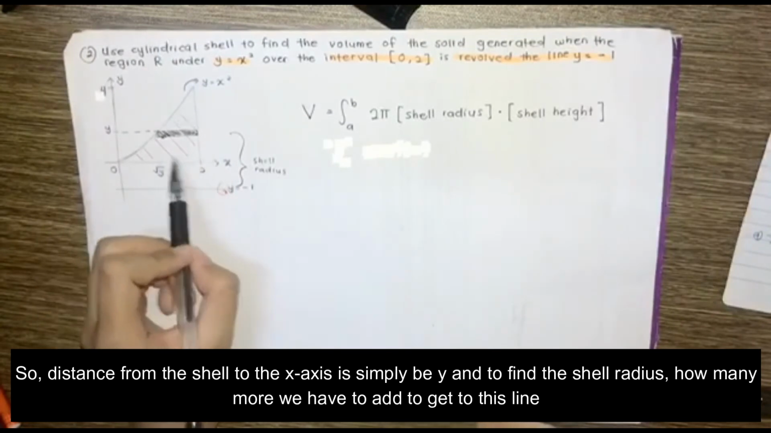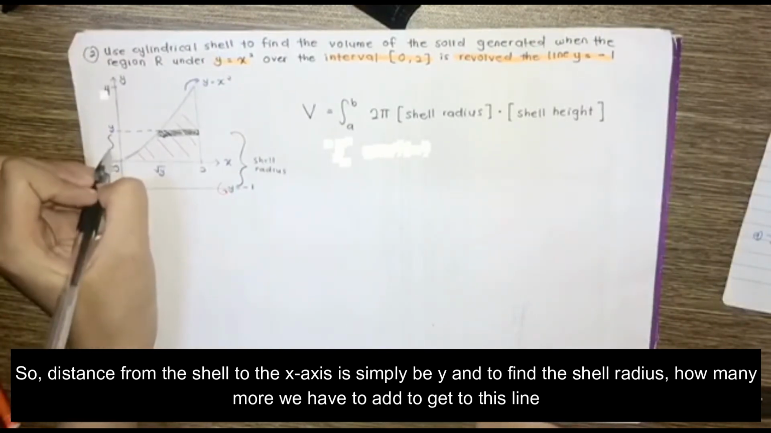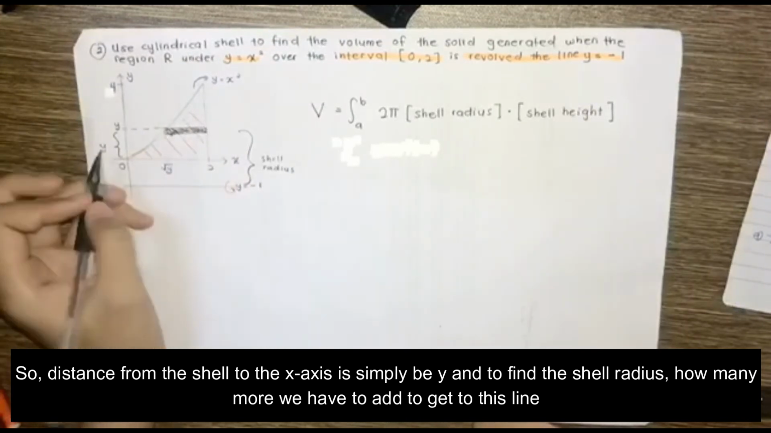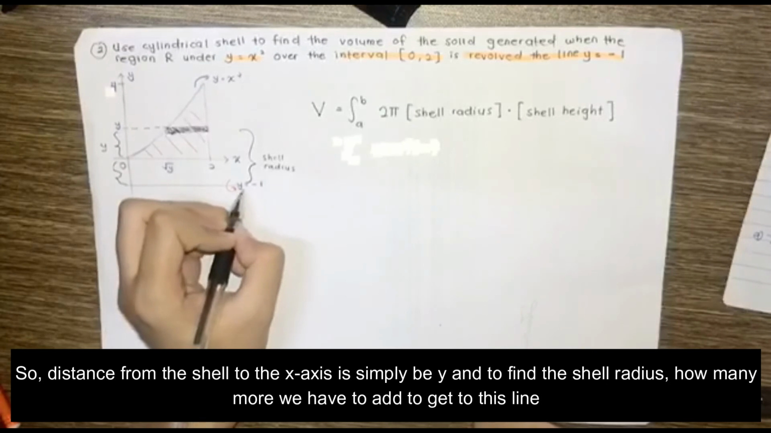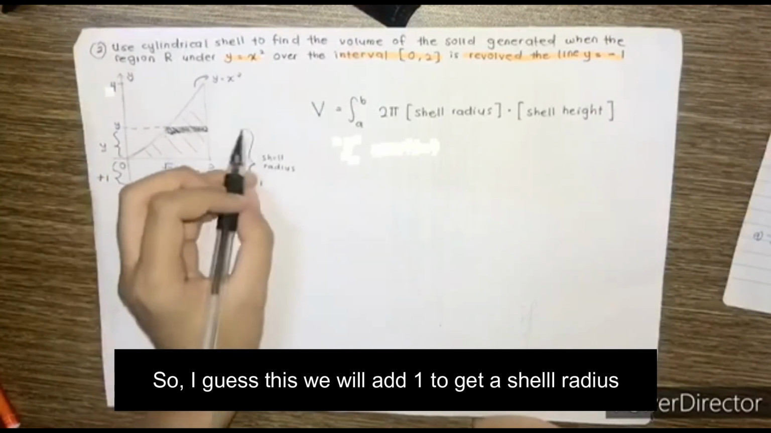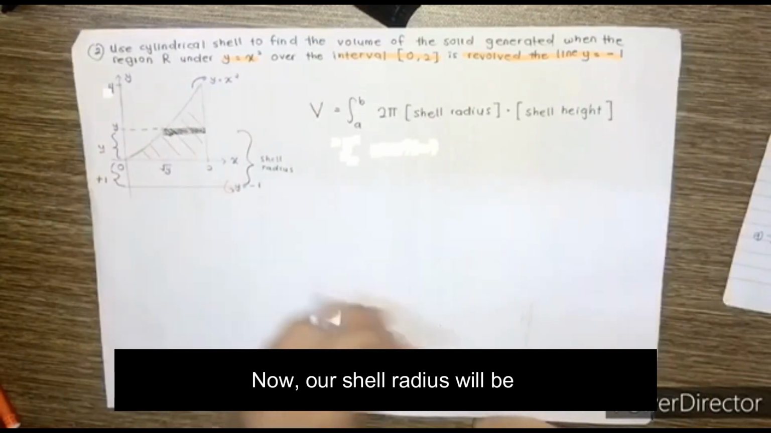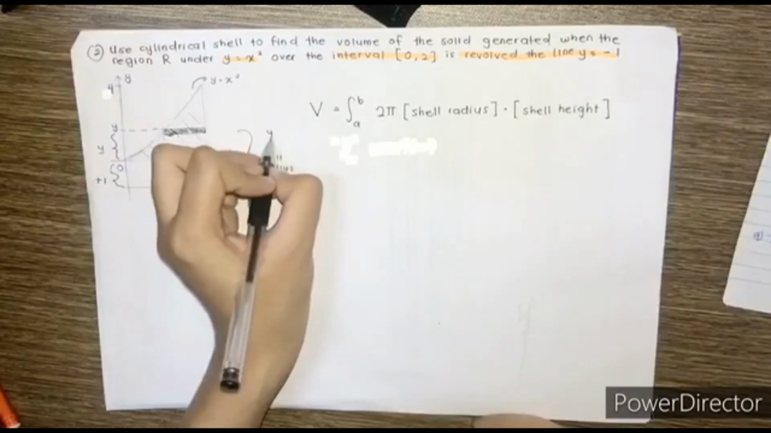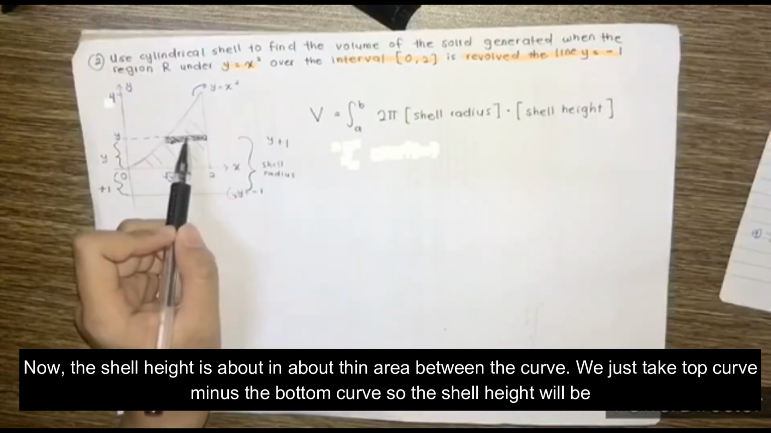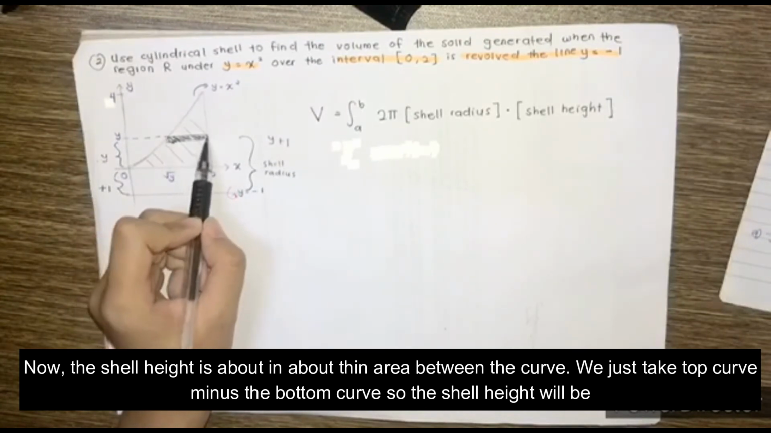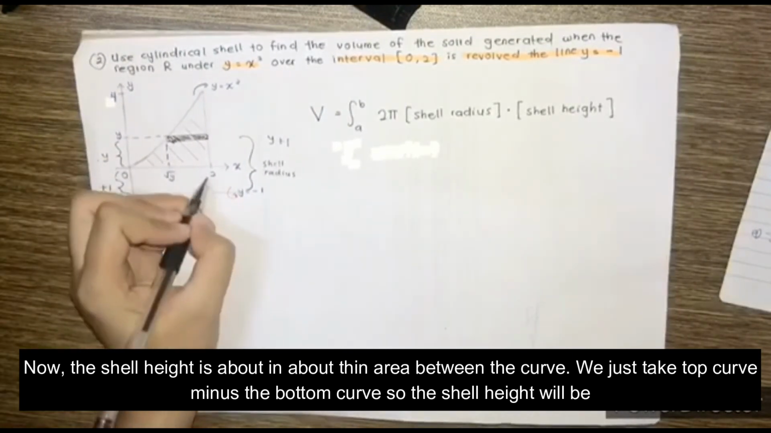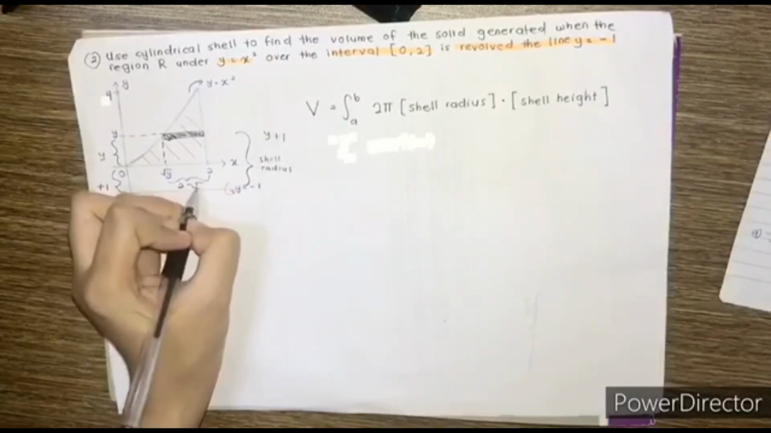The distance from the shell to the x-axis is simply y, and to find the shell radius, how much more do we have to add to get to the line y equals -1? So we will add 1 to get the shell radius. Now our shell radius will be y plus 1. Now for the shell height, if you think about finding area between curves, we just take the top curve minus the bottom curve, so the shell height will be 2 minus square root of y.